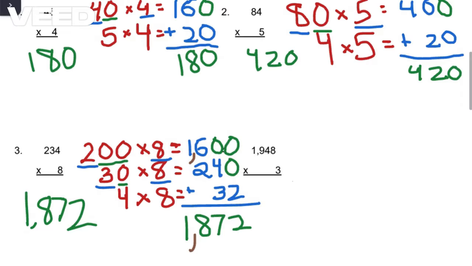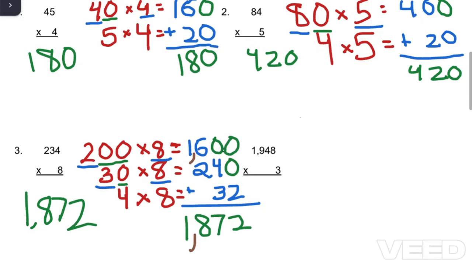It is 1,948 times 3. So now we're multiplying a 4-digit number by a 1-digit number. 4 digits are in 1,948, and 1 digit is the 3. So we're going to do the same strategy, but it's going to take a little bit more writing and a little bit more space, class.